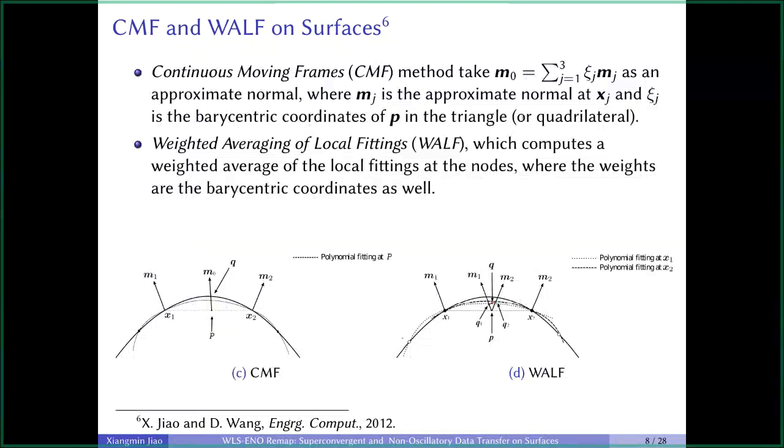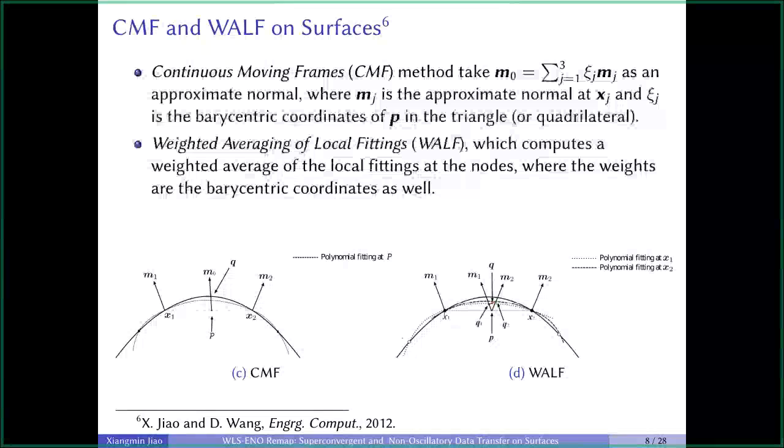And so this is similar to moving least squares, except that we only enforce C0 continuity instead of C infinity continuity for the coordinate system. And then moving weighted averaging of local fitting, or WALF, is a different approach.